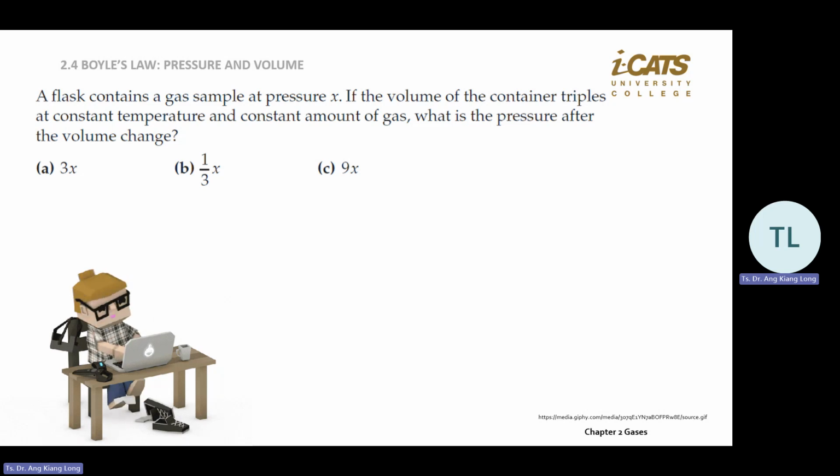Just see if you're able to see. So a flask contains gas sample at pressure X. If the volume of the container triples at constant temperature, this one confirms Boyle's law. So V increases triple, V2 becomes 3V1. If you write the equation, X, if you have this scenario, your V1 equal to V1 and V2 equal to 3V1. What is the pressure after the volume change?